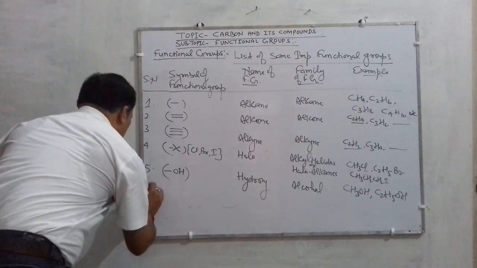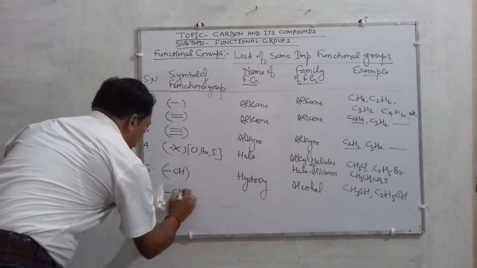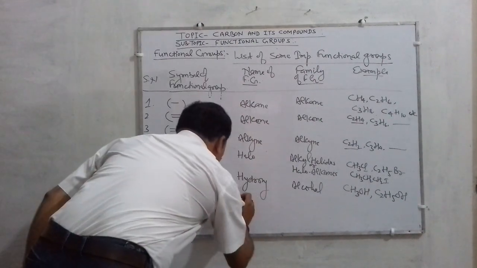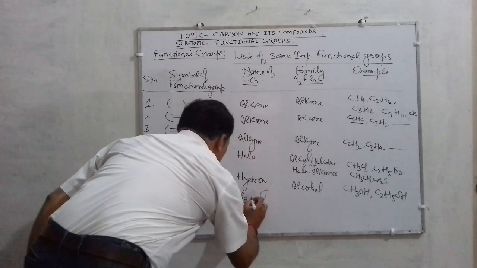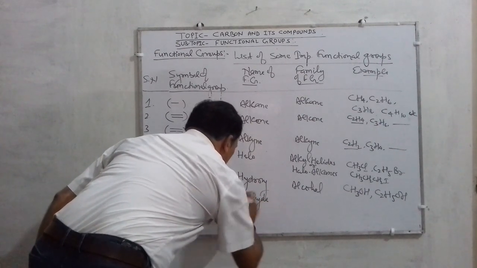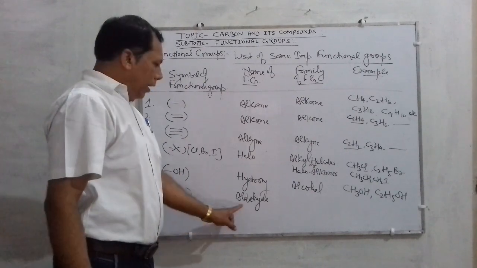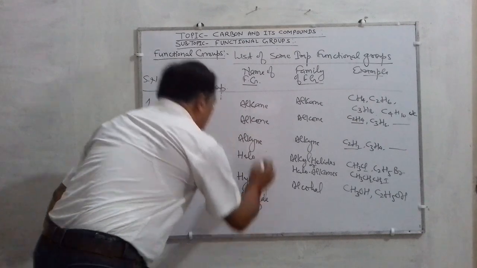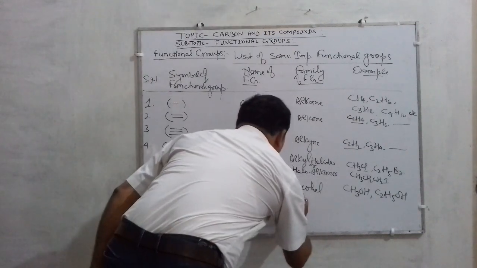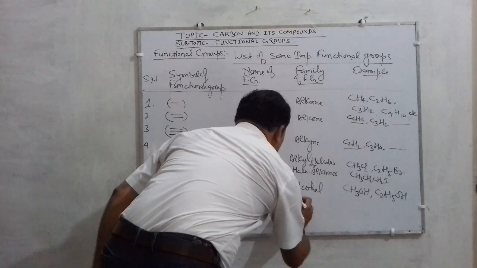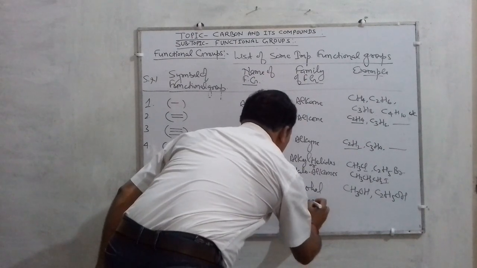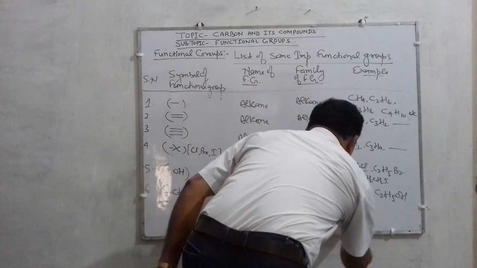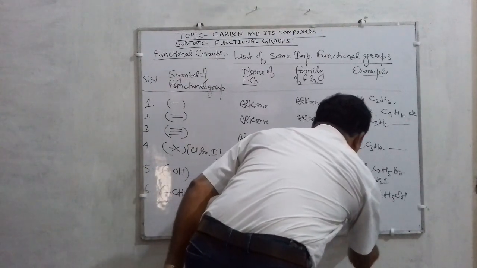Next is what? That is, children, CHO. CHO is called aldehydic group. Aldehyde is also called formyl group, and this is aldehydes. This is right, aldehydic group or aldehydes. Example you can write HCHO.